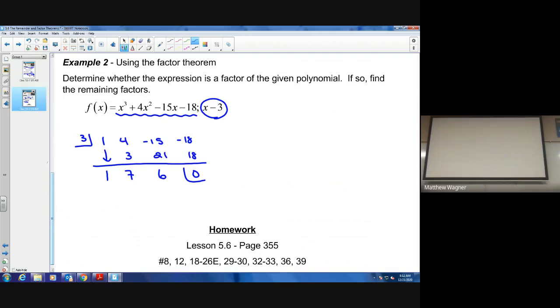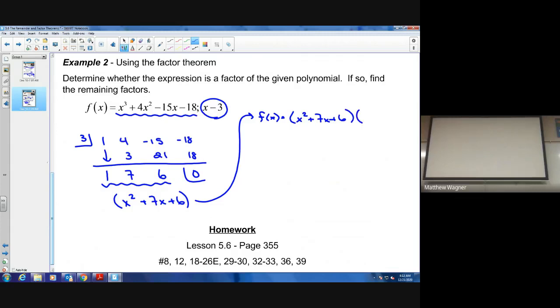Oh my. And then if we think back to section 5.2, I know that the resulting coefficients are part of my quotient, x squared plus 7x plus 6. Which means my function is x squared plus 7x plus 6 times x minus 3.